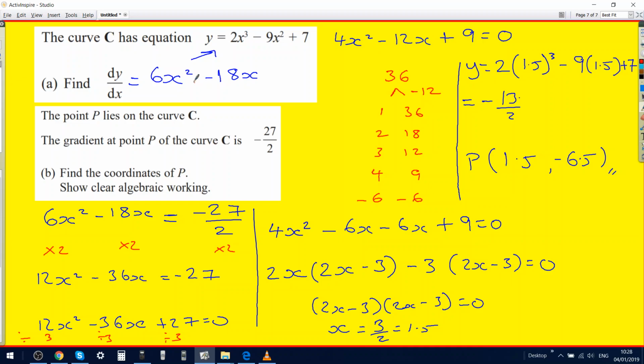But then actually, yeah, so some value for x, you put it into this, and you get minus 27 over 2. And so the way to actually calculate it is, well, 6x squared minus 18x is equal to minus 27 over 2. And then you just figure out what the x is, that gives you that. And so that's why those are equal to each other. Yeah, and dy dx is a formula for finding the gradient at a point, and the gradient at the point was minus 27 over 2. So that one gives you that.